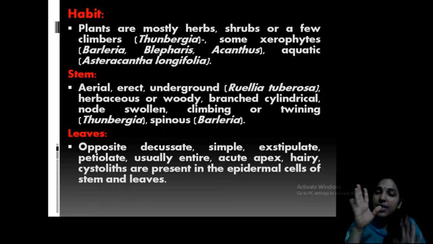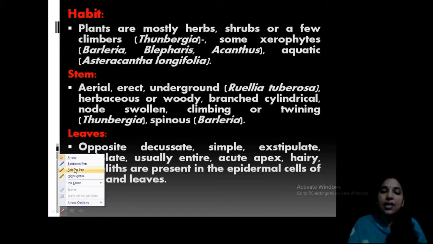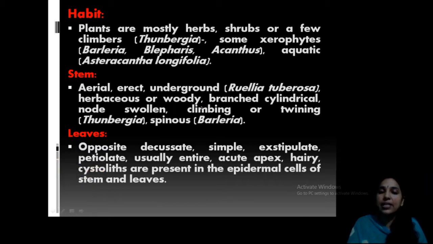Stem is aerial, erect, or underground. Underground stem is in Ruellia. They are usually herbaceous forms, with cylindrical branches, and twining or climbing, spinous, spiny nature. It's a very important point, so you have to write it down: the spinous nature is very important. Then swollen nodes, etc., are typical features of the family.